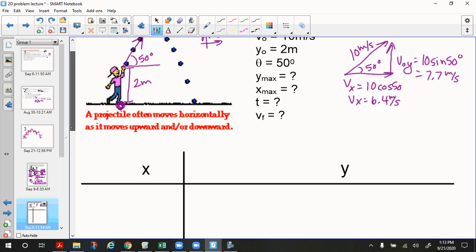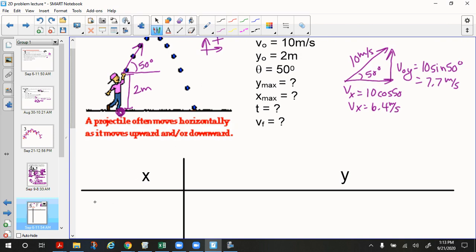All right, now we go down to our XY chart and we can lay out the things we know. We know in the x direction that the velocity is 6.4 meters per second. And that's all we know. In the y direction, we know the initial velocity in the y direction is equal to 7.7 meters per second. We know the acceleration in the y direction is negative 9.8 meters per second squared. If we're thinking about the entire time, we do have to do y max. So y max is not the entire motion of the ball, so I think we're going to come back to that one and do that one last.